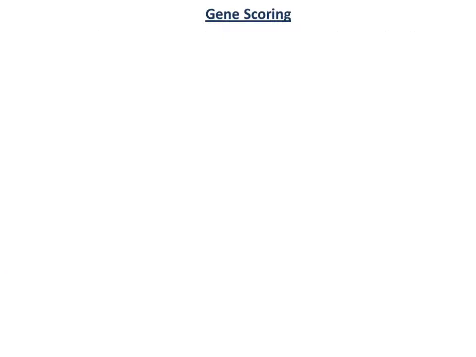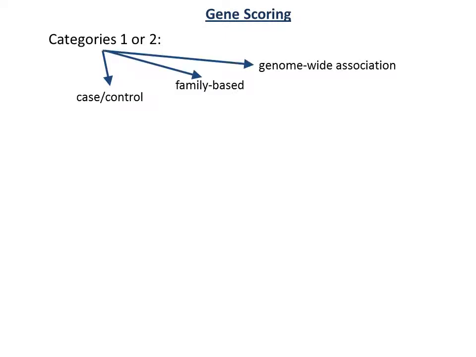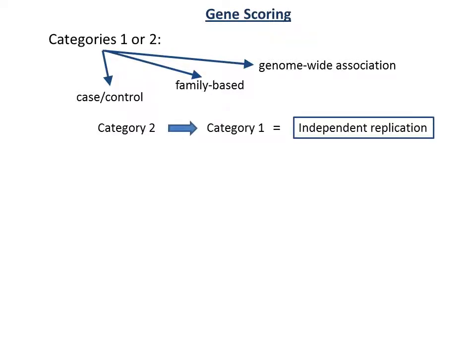In order for a gene to fall into one of the highest confidence categories, significant evidence must exist from a rigorous case control, family-based, or genome-wide study. In order to gain entry into Category 1, some form of independent replication of the finding must ultimately also exist.